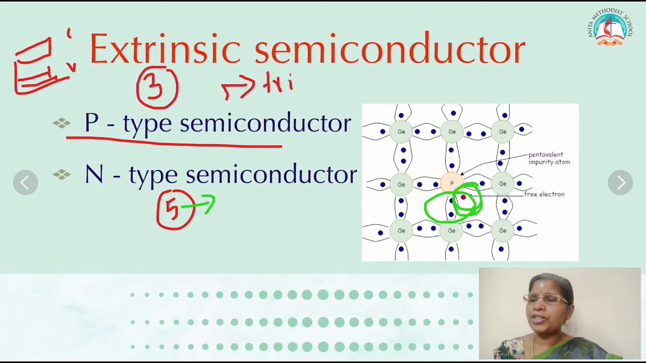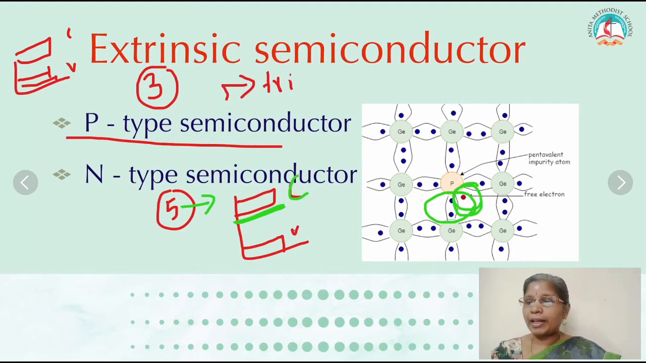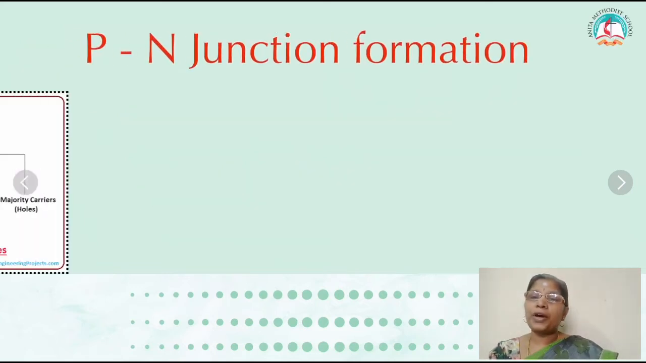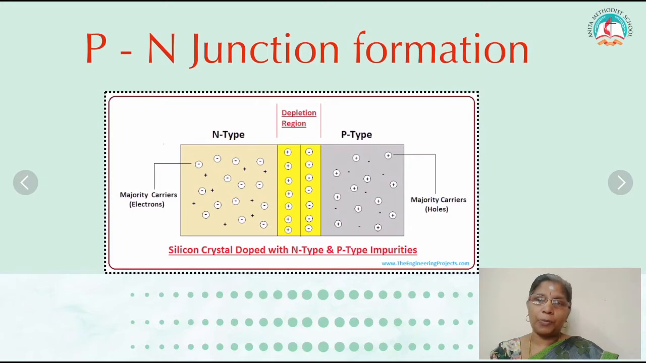The donor energy level is present, this is the valence band, this is the conduction band. So the donor energy level is present near the conduction band. So P-type semiconductor means you are adding trivalent. N-type means you are adding pentavalent. P-type is an acceptor and N-type is a donor. It donates the electrons. Now, the next one, how the P-N junction is formed.